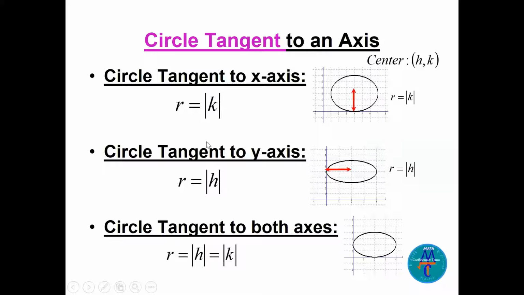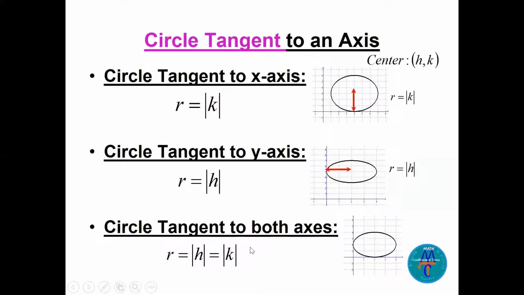Same idea here. If we have a circle tangent to the y-axis like this. Now assume this is a circle. So r here is related to the x, the absolute value of h. It should be the absolute value because sometimes h may be minus, k may be minus, maybe plus, maybe 0. So always put absolute value.